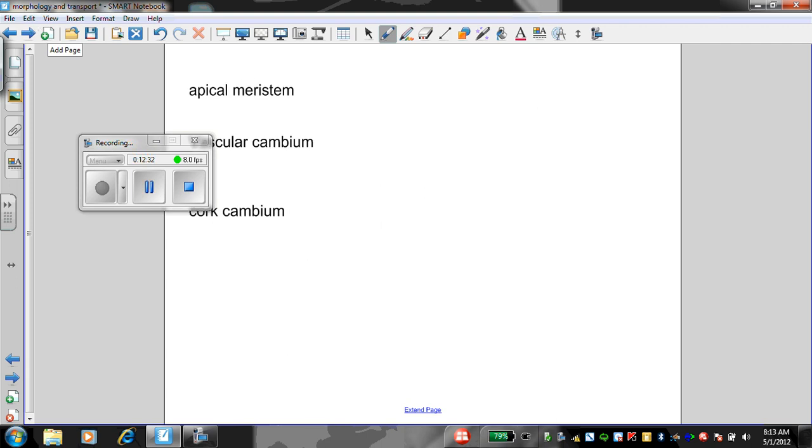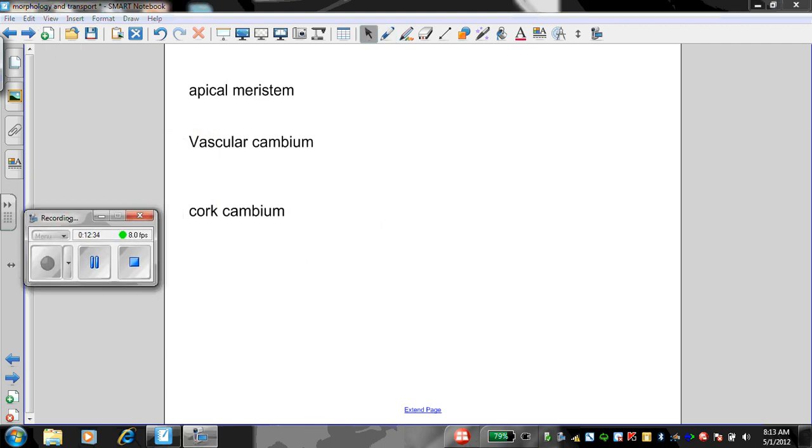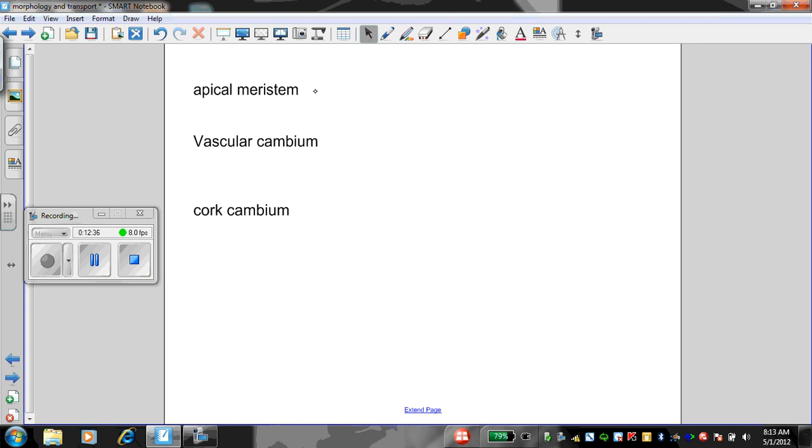All right, apical meristems. Apical meristems are growth locations. So all three of these are examples of growth locations. So apical meristems, we're going to see these on tips of the plant, whether it be at the shoot tip or a root tip. It's going to be on the tip. So we're going to see growth upward or downward.